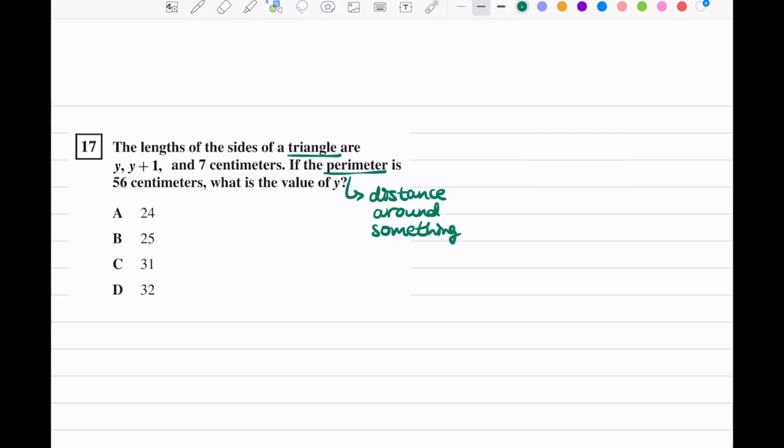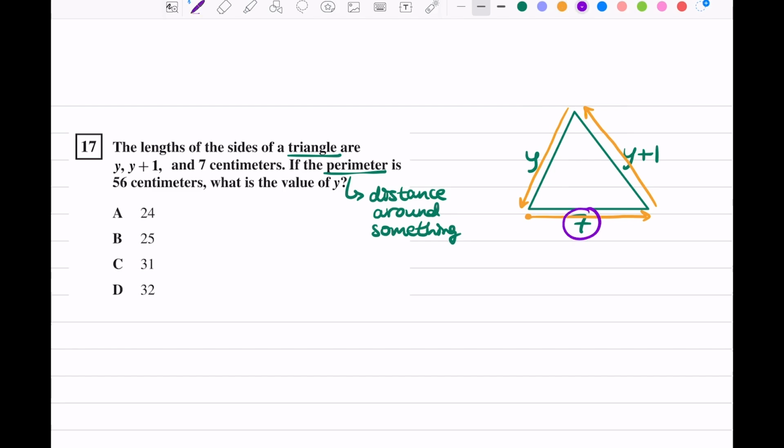So let's draw a triangle. And we can label the length of each side. We have y plus 1, y, and 7. To find the distance around this triangle, imagine you start at one point, and then you walk across one side, and then you walk across the second side, and then you walk across the third side to get to your starting point. So how far did you walk?